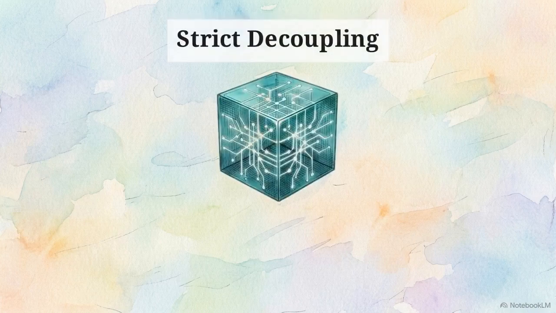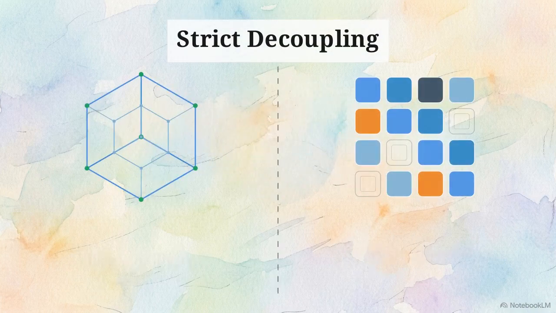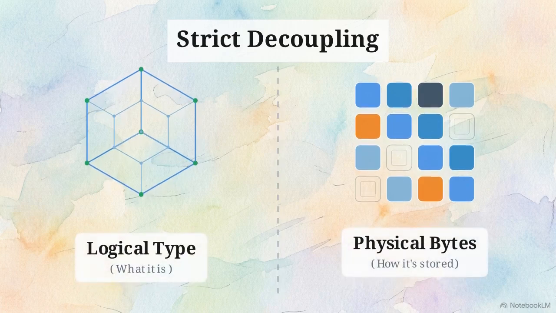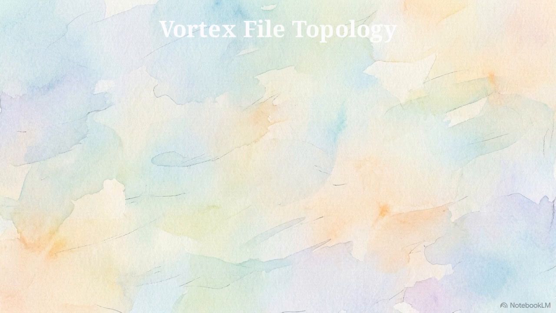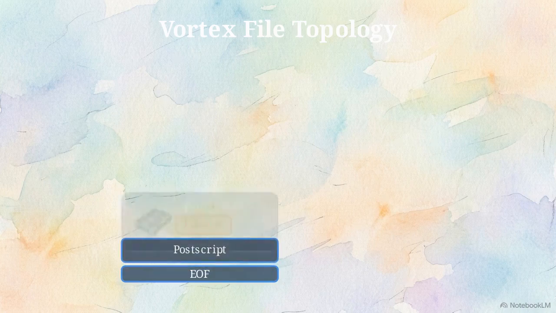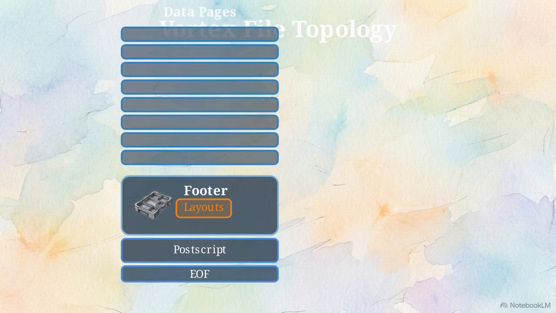Its core philosophy relies on strict decoupling. Vortex separates the logical data type from where the physical bytes are actually placed in storage. This structural breakdown details the Vortex file topology. Working backward from the end of file marker, it sequences through the postscript, the flat buffer encoded footer, and the data pages. The first decoupled layer sits in the metadata, in a mechanism called layouts.